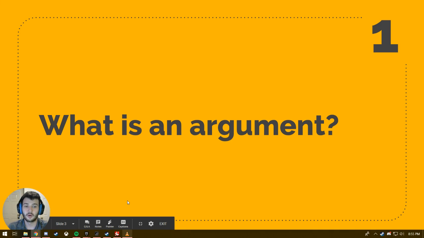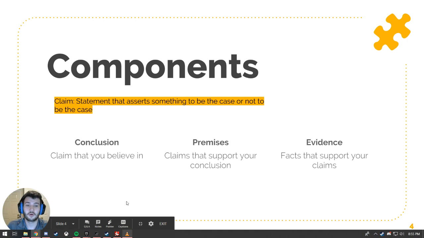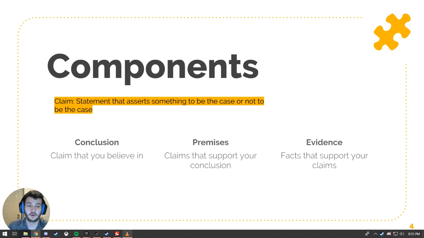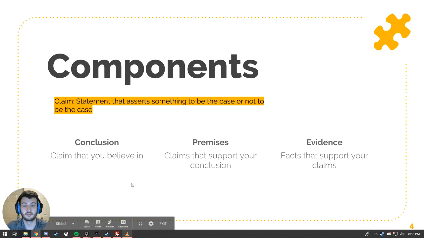So one, what is an argument? The components to an argument are all built on claims. A claim is a statement that asserts something to be the case or not to be the case. The conclusion is the claim that you believe in and you're arguing for, and premises are claims that support your conclusion. Evidence are facts that support your claims. Whether the evidence is credible or not is up for you to accept, but it can be taken from anywhere and that'll support your claims.